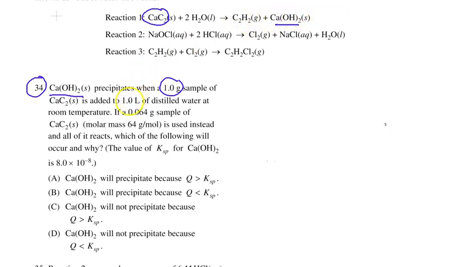All right. Now, if 0.064 grams of calcium carbide is added to water instead, and all of it reacts, will it make a precipitate of the calcium hydroxide? Now, we don't know if this is the Mason-Dixon line or if this is exactly the amount. So we're going to have to evaluate Q versus K. I do know that a gram dissolved made the reaction precipitate.